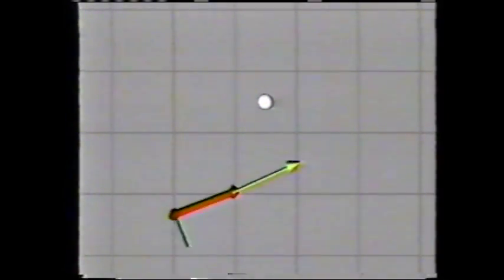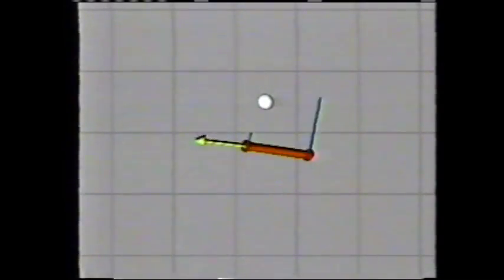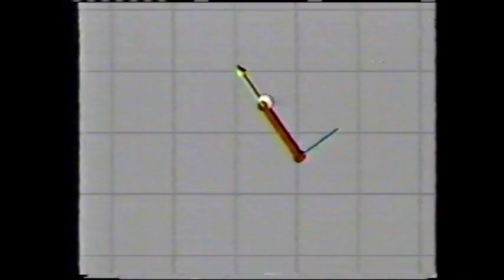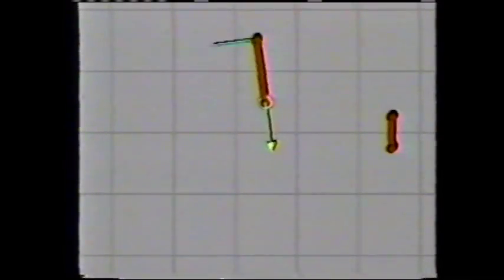Turn off the constraint and the object goes flying off into space. We turn the constraint back on and the strut reconnects. Notice that the strut's end moves in a straight line to the nail.